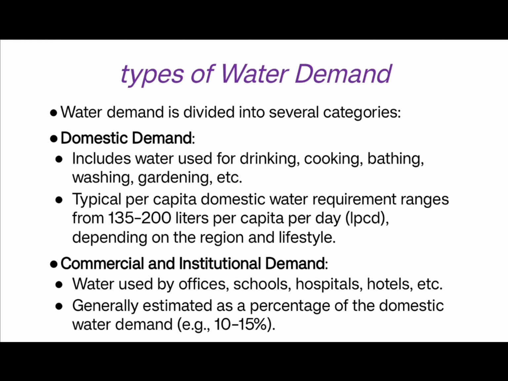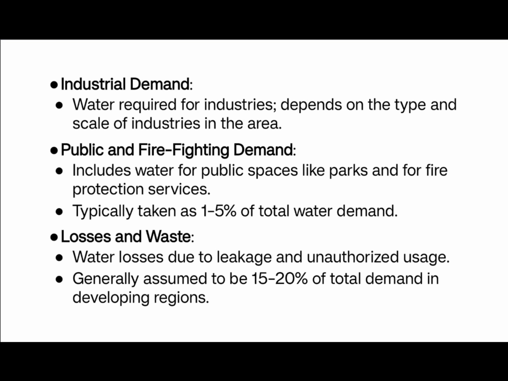And next, commercial and institutional demand. Offices, schools, hospitals, hotels, theaters, bus stands, railway stations, each and everything comes under commercial and institutional demand. Here the usage ranges from 10 to 15%. Next, industrial demand. Industries like food factories, paper factories and some other factories will consume a large amount of water, which comes under industrial demand.